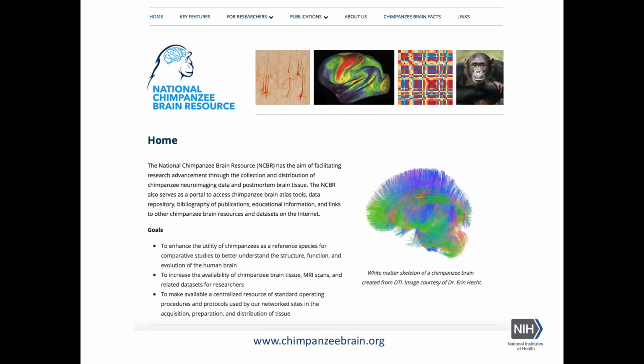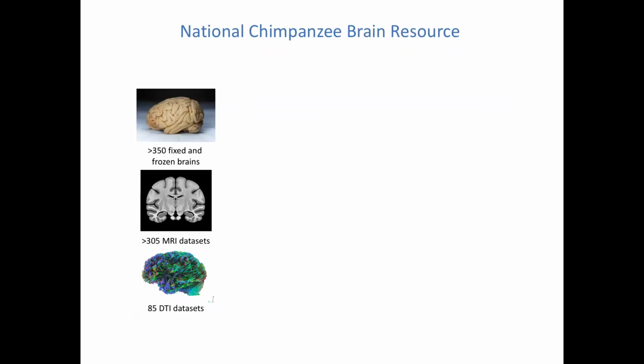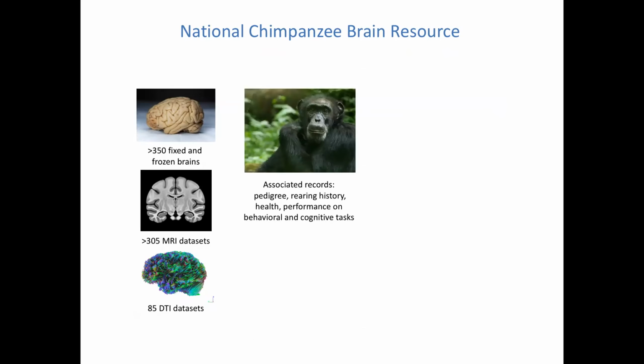So you can see the landing page for the website portal here. What is it, and how can you use it potentially? It's a biorepository of fixed and frozen brains, as well as neuroimaging resources that include MRI data sets, both in vivo and postmortem, diffusion tensor imaging data sets, and also associated records from many of the individual brains that are represented in the sample. So including pedigree, rearing history information, health records, and individual performance on behavioral and cognitive tasks.